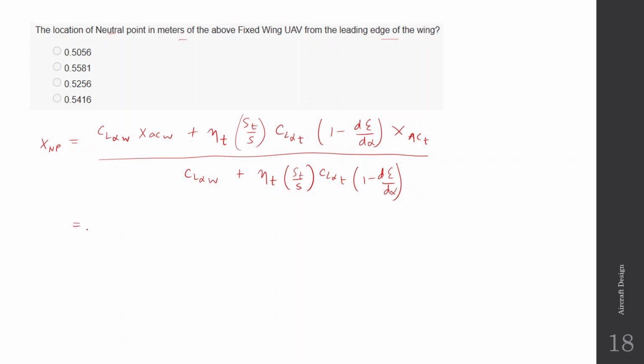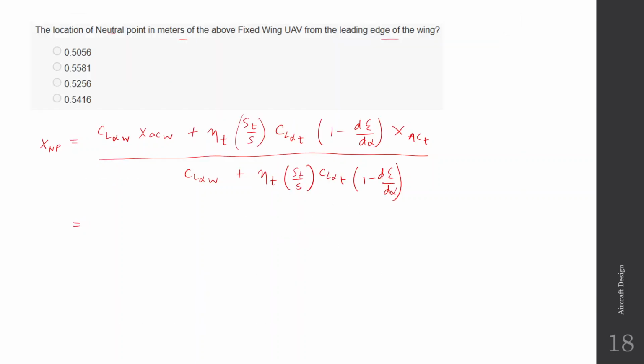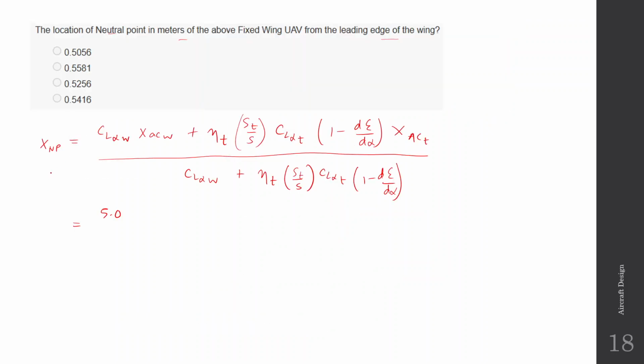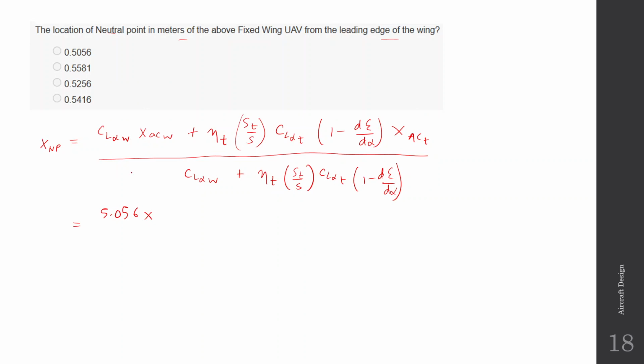So all of these values are given, so you can substitute. And one more thing is that, okay, no problem. So this is 5.056, X bar receiving is 0.32 meters. This is 0.89, I think.